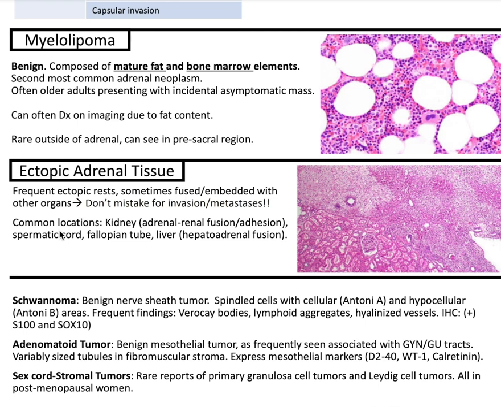Myelolipoma. This is benign. Histologically, it's composed of mature fat and bone marrow elements. It's the second most common adrenal neoplasm. It's often in older adults presenting with an incidental asymptomatic mass, and it can often be diagnosed on imaging due to fat content. It's rare outside of the adrenal, although you can see it occasionally in the pre-sacral region.